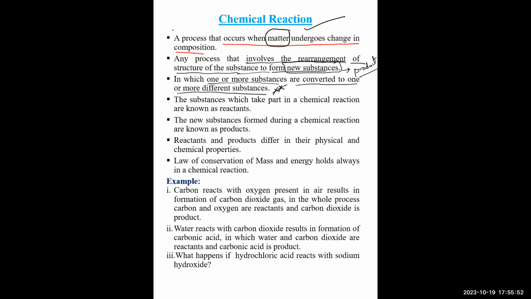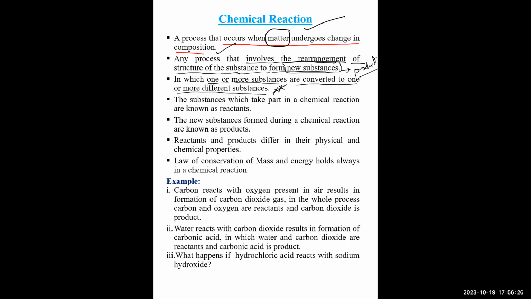In order to define chemical reactions, we have made different sentences which directly say what a chemical reaction is. First one, what I told: it's a process that occurs when a matter undergoes a change in composition. First of all, there should be a change in composition. What is meant by change in composition? Change in composition involves the rearrangement of structure of substance in order to form a new substance. That new substance is called a product.